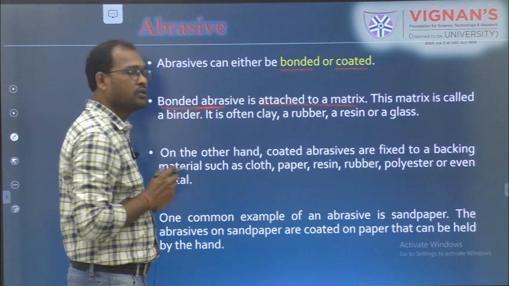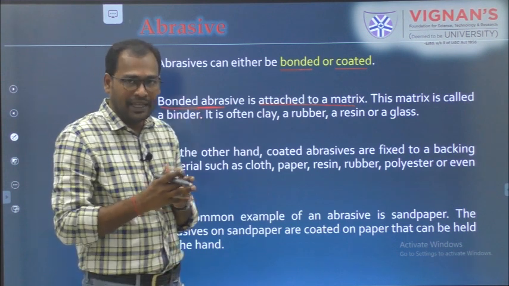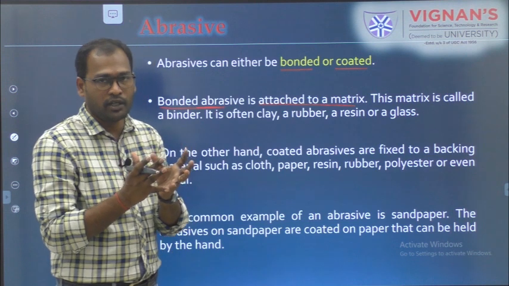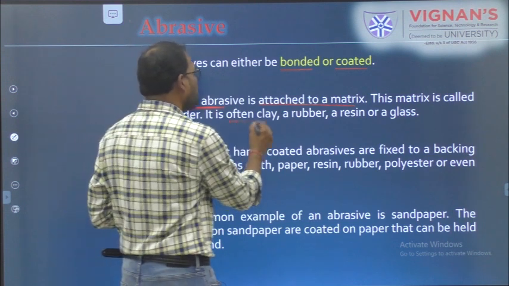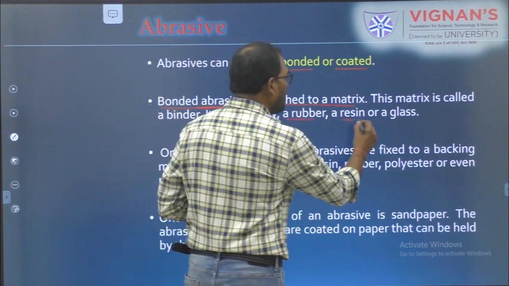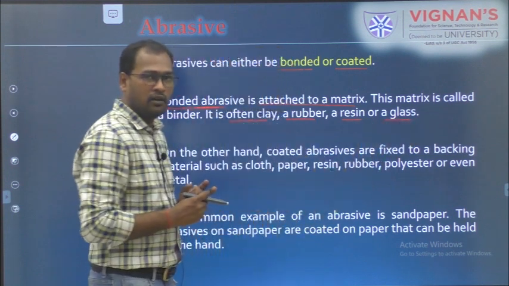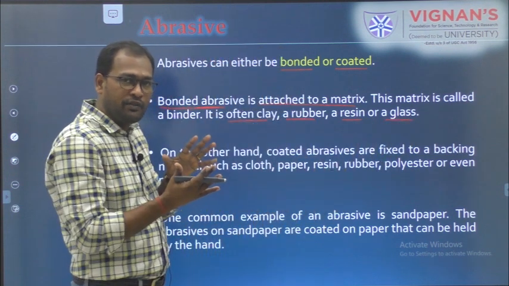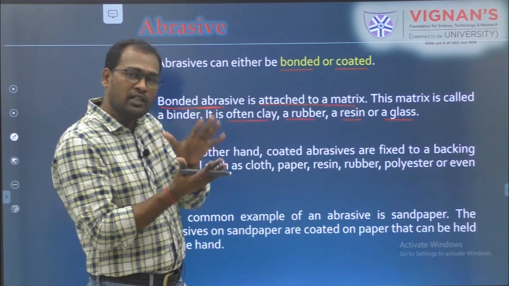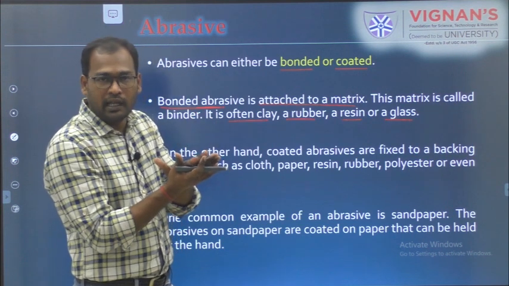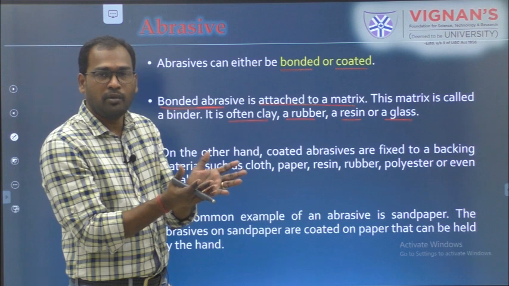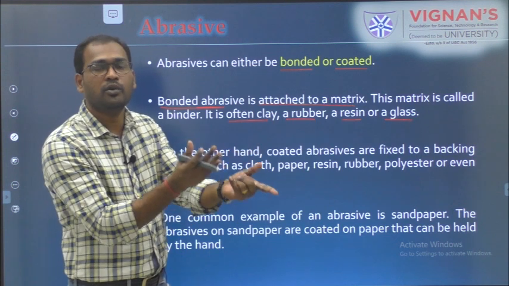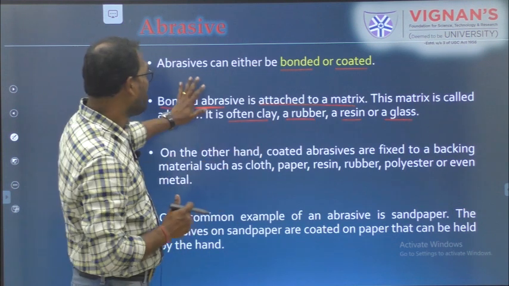So, bonded abrasives are where a matrix is used, and that matrix will be acting as a glue, and most often it will be a clay, rubber, resin or a glass. Okay. So, these are the matrices in which these abrasive materials will be bonded very tightly, and then it will be shaped, and that shaped material will be used as an abrasive. That is a bonded abrasive.